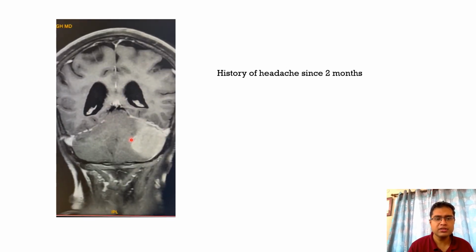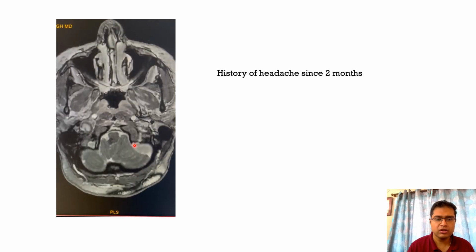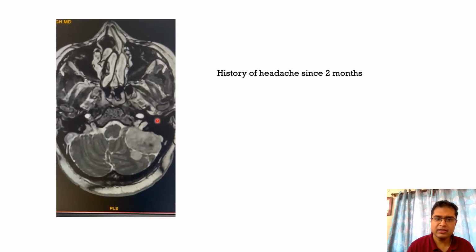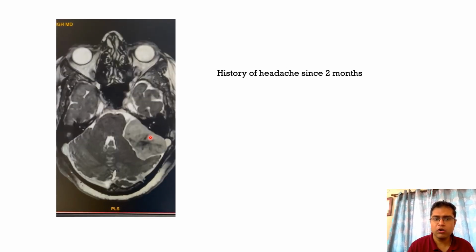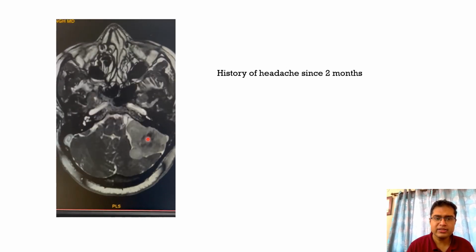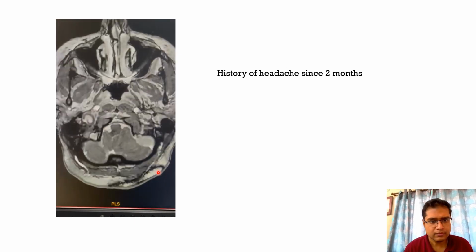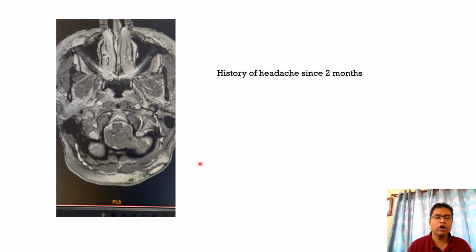These are the coronal images which show this particular lesion. These are the Fiesta images, also called CIS images, where we can see that there is no extension of this particular tumor into the internal acoustic meatus, and it's a broad dural based lesion in the left CP angle.